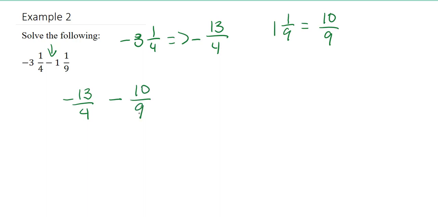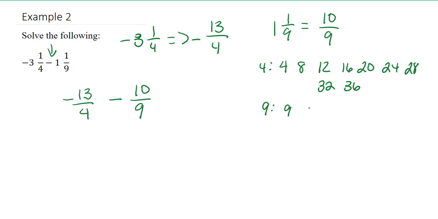So let's look for the least common denominator. One of the ways we could do this is to list multiples. For 4: 4, 8, 12, 16, 20, 24, 28, 32, and 36. Let's look at 9: 9, 18, 27, and 36. So notice the first common multiple between the two is going to be 36.